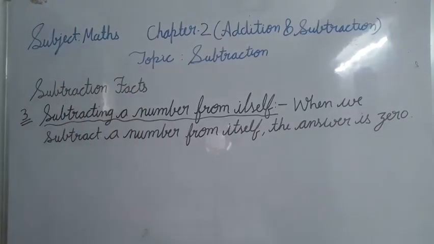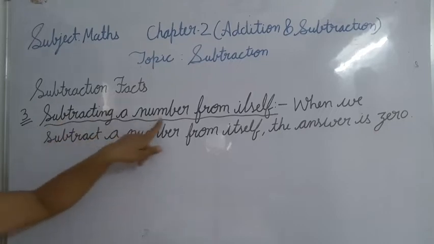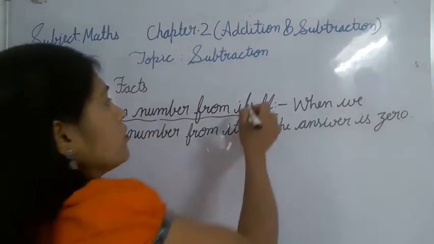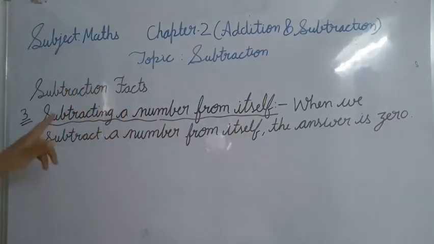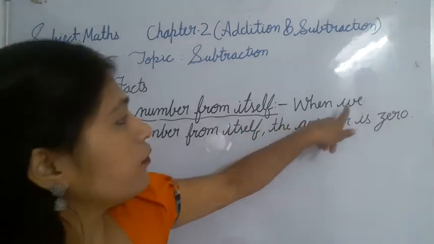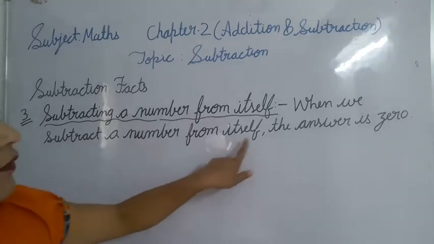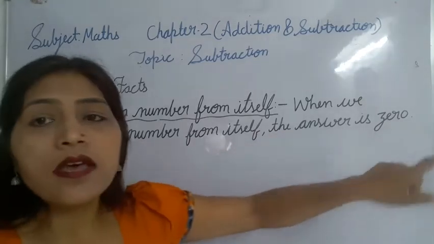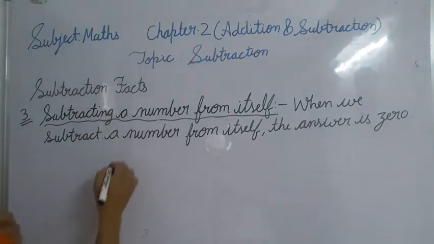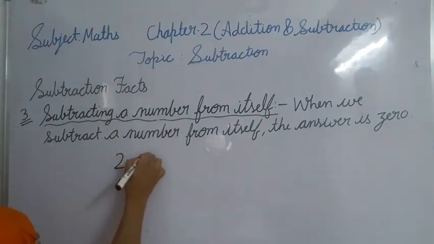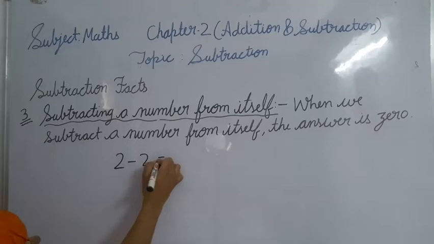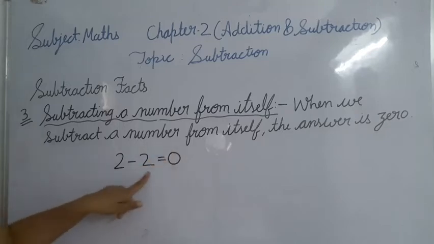The next fact of the subtraction is subtracting a number from itself. So what happens when we subtract the same number? Yes. So what will happen when we subtract a number from itself? The answer is 0. For example, if you subtract 2 from 2, so you will get 0. You are subtracting the same number, so we will get 0.